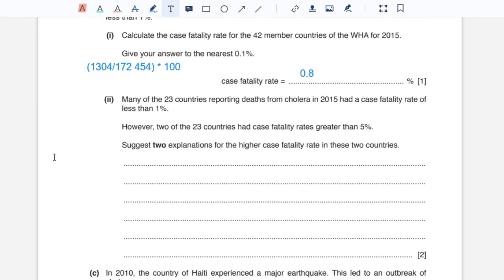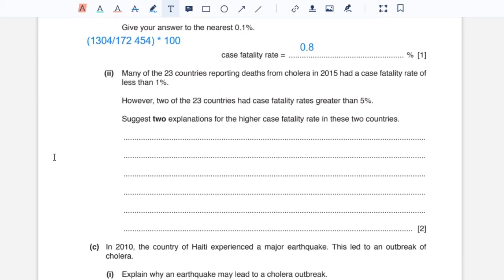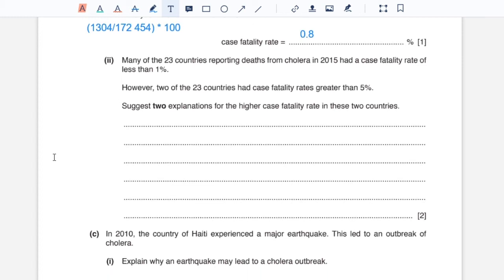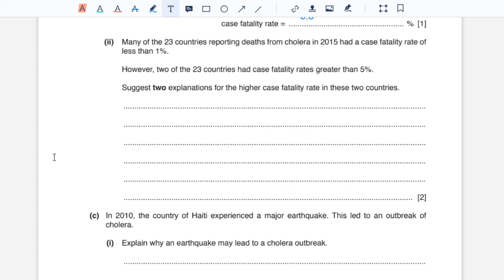Two of the 23 countries reporting deaths from cholera in 2015 had a case fatality rate of less than 1%. However, 2 of the 23 countries had fatality rates greater than 5%. Suggest 2 explanations for the higher case fatality rate in these 2 countries.